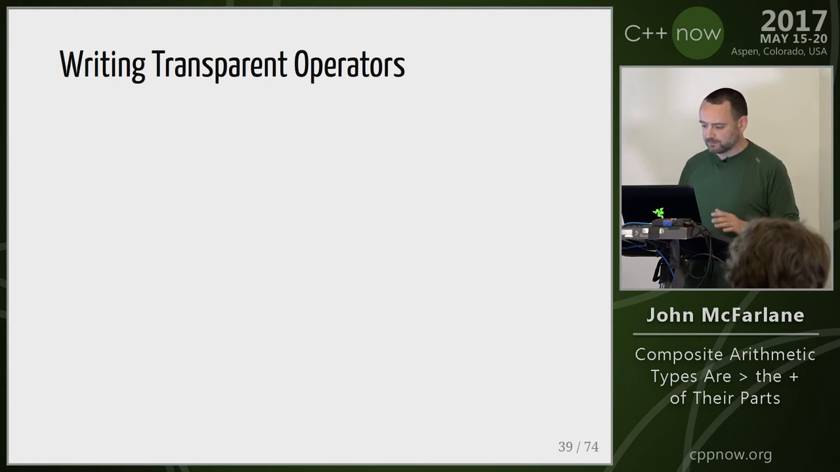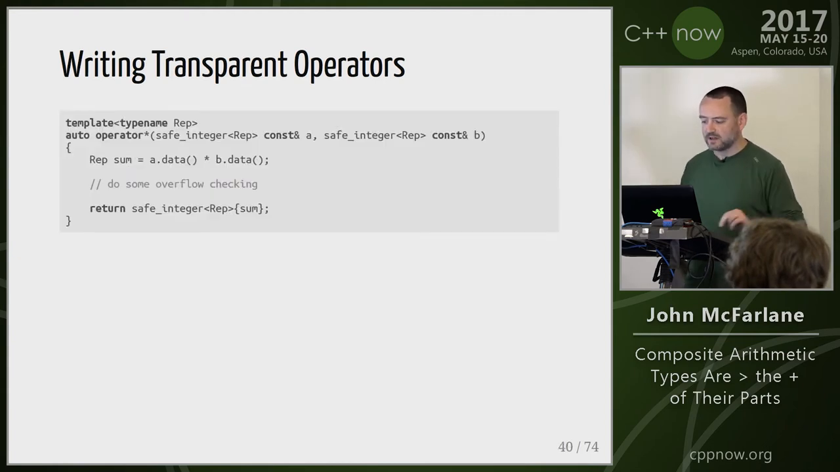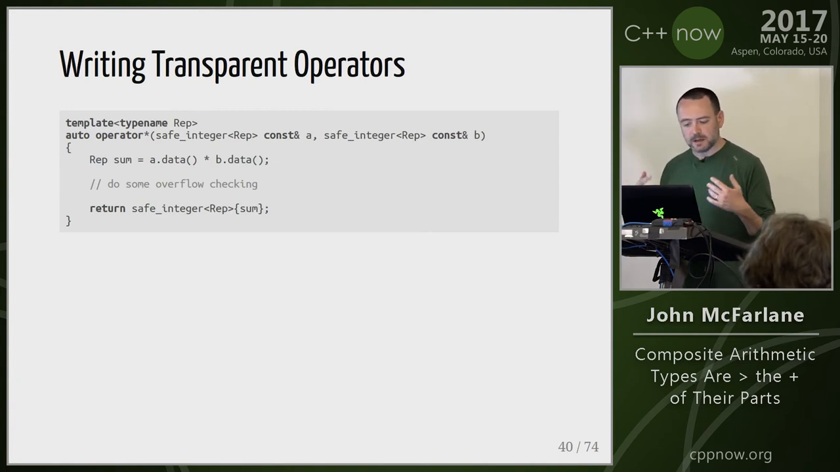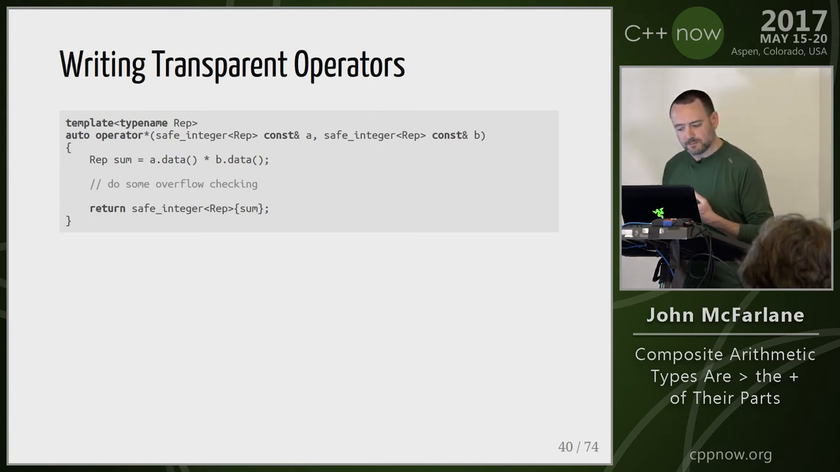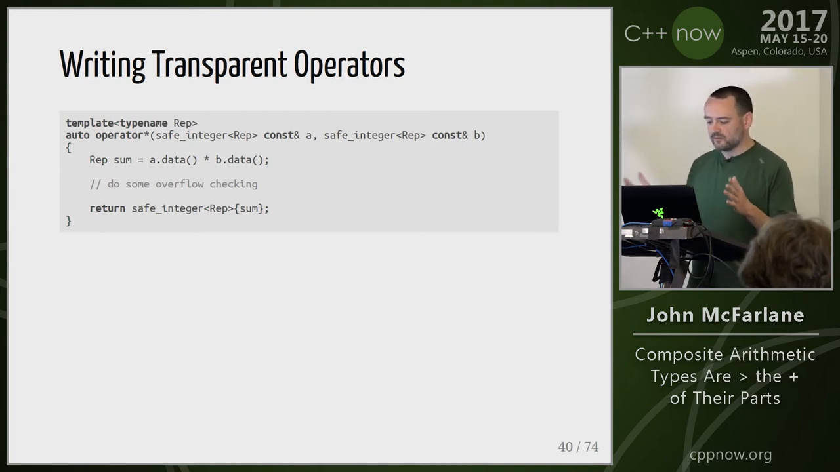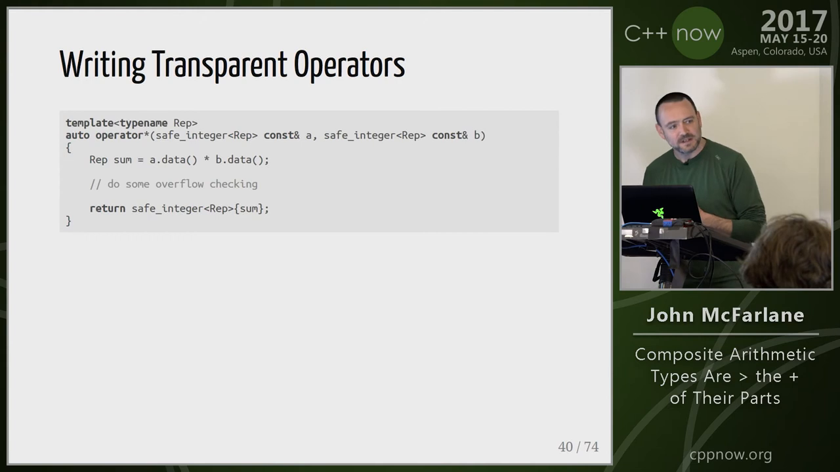So let's first try and write a naive attempt at a multiplication operator. This takes two safe integer of rep, and returns one safe integer of rep. Rep here means the stored value. It's akin to the rep type in the chrono duration type, but for now, just assume it's an integer.